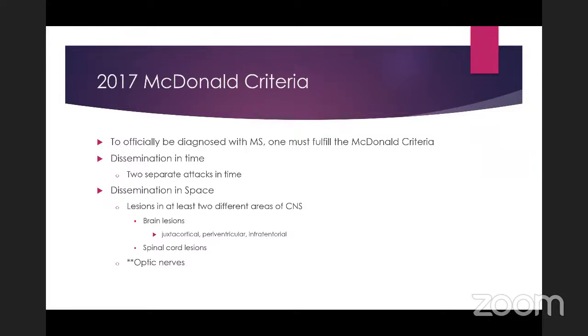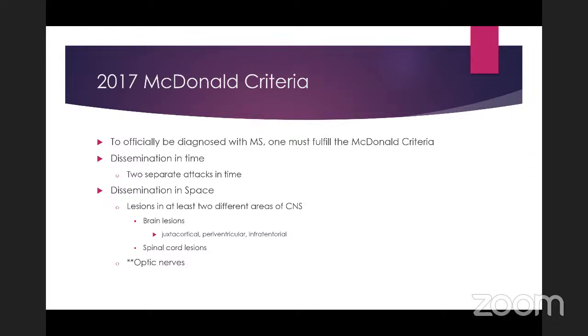To officially have the diagnosis of MS, you have to fulfill what's called the 2017 McDonald criteria. This is a criteria that's been around. The most updated version is 2017. I think we're due for an update soon. But essentially, you have to fulfill what's called dissemination in time and dissemination in space. Dissemination in time just means you need 2 separate attacks. So you can have 2 different relapses. Say someone loses vision and then it comes back. And then a year later, they have weakness, and it comes back. That would fulfill dissemination in time.